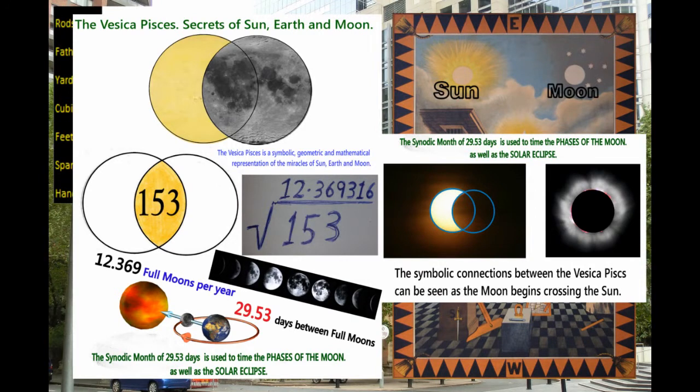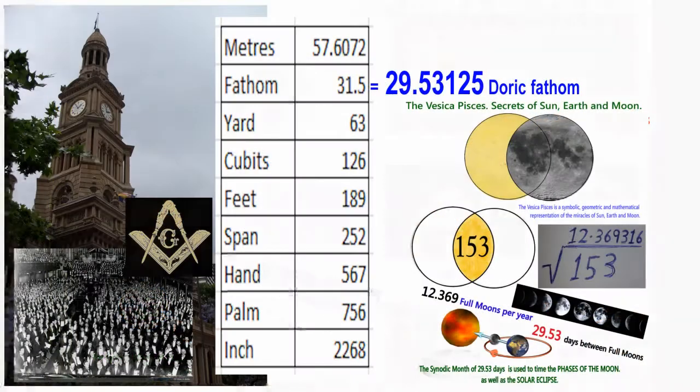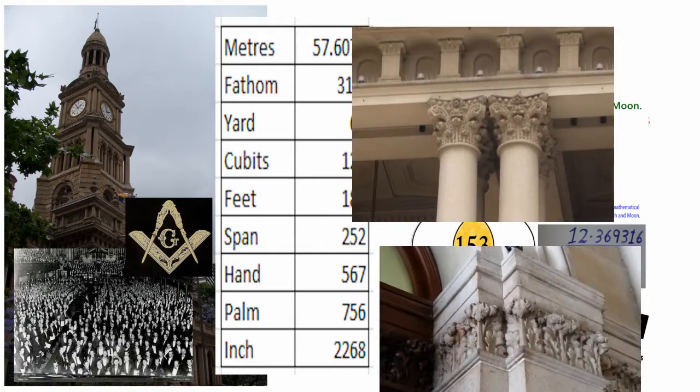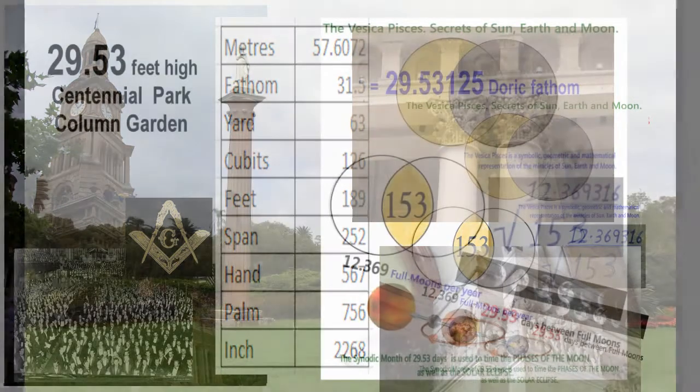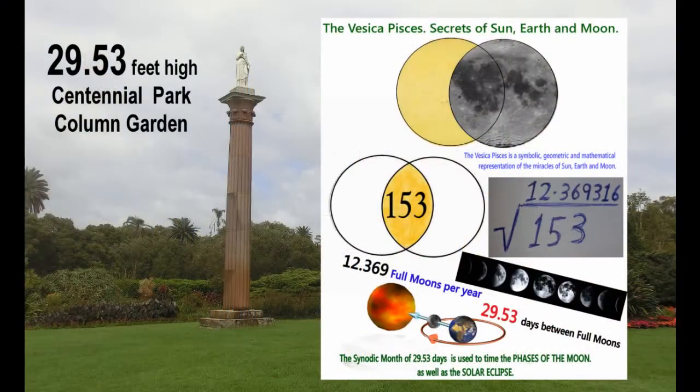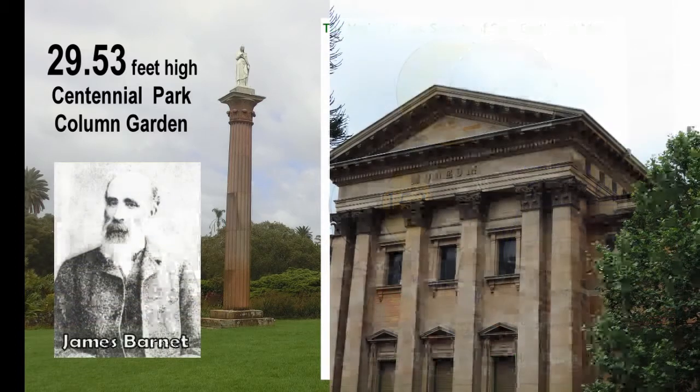And that's why it was, because the ancients knew this stuff. They knew the earth was round. They had a very good idea of the size. But recent videos, so for instance, the Sydney Town Hall are decorated with acanthus, but 29.5321 Doric fathom. Doric. As with the previous video, Centennial Park, the columns, which come from the museum building, which of course is decorated with acanthus.